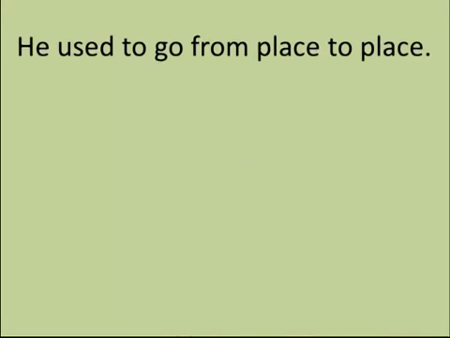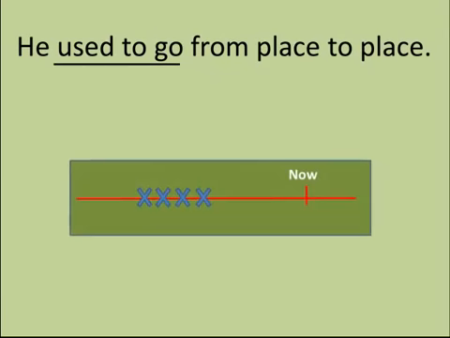So now we look at the target language. He used to go from place to place. This is clearly something that happened many times in the past. It doesn't happen now. So the concept check questions you might ask for this are, did he go many times from place to place? Yes. Does he do it now? No. And you can draw this timeline to clarify for them.